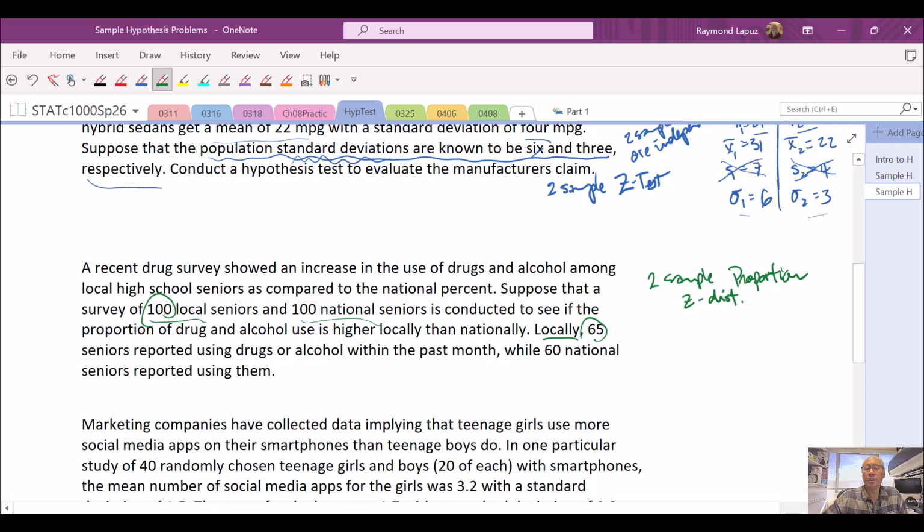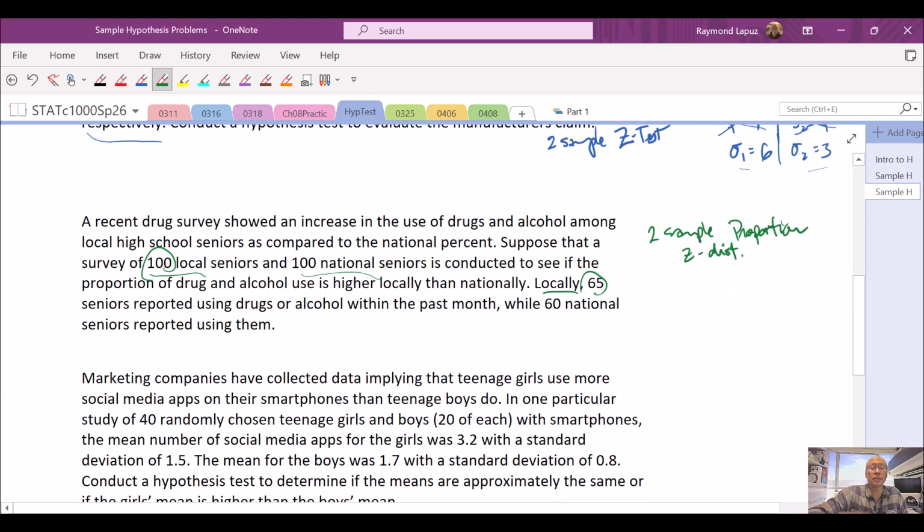And now that we know that, I think in the calculator it's called 2 prop z-test. The proportions are always z-tests, but that just means we're using the z-distribution. And so you can separate this by locally and nationally. And all you need is X and N for each one, and we'll call the local sub 1s and the national sub 2s.